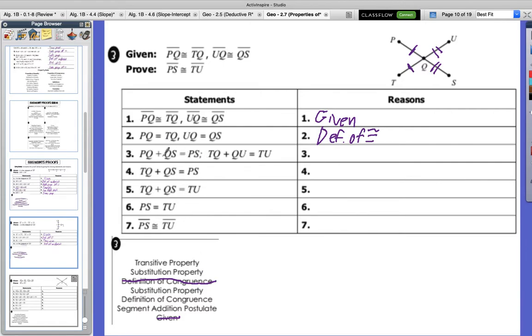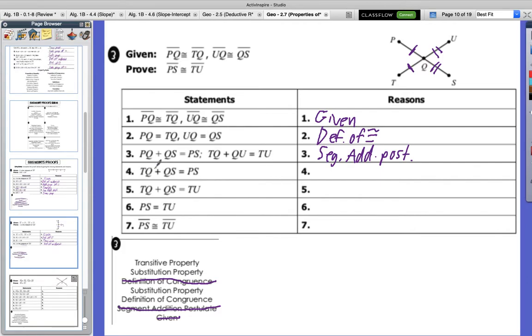Step 2 to step 3. Well, these look quite unrelated to me, so let's look at our picture. The measure of segment PQ plus the measure of segment QS equals the measure of segment PS. If I take PQ, add it to QS, I get the whole thing, PS. That looks like the segment addition postulate. We're adding these 2 parts to get the whole thing. Well, segment TQ plus segment QU equals the measure of segment TU. That's the same thing, so this is in fact the segment addition postulate. So we can cross that one out.